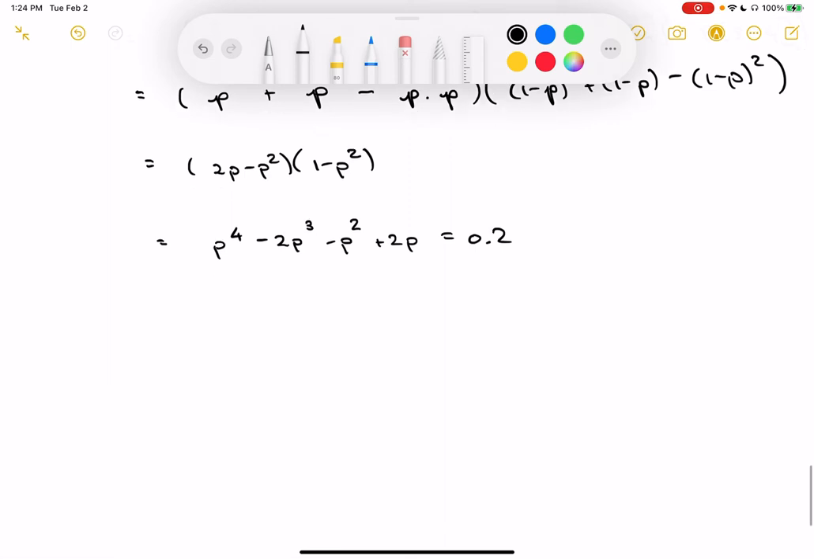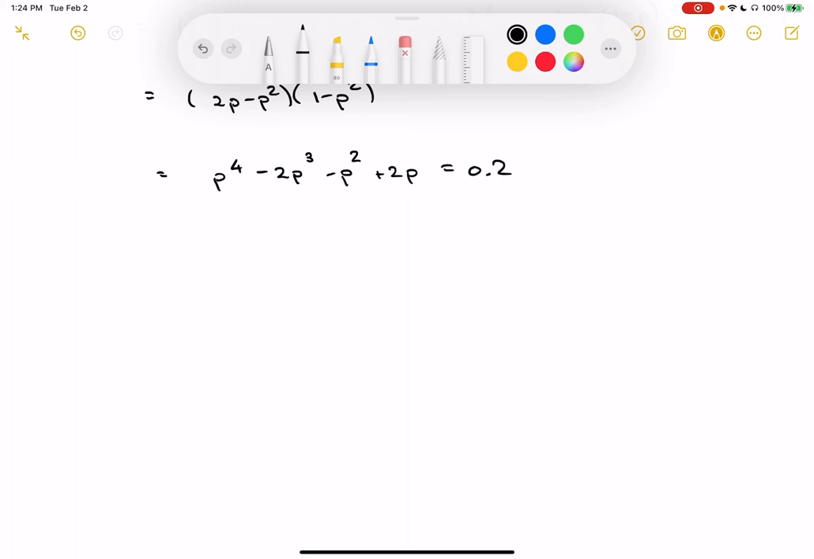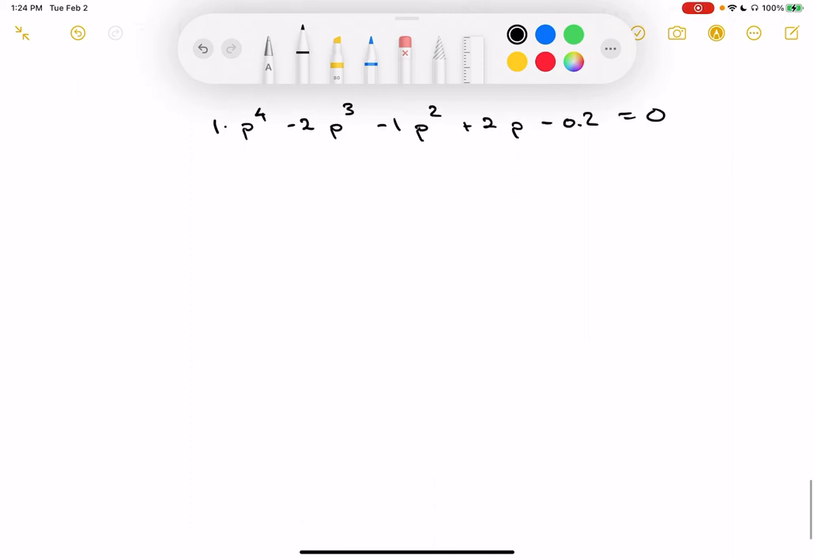Here's the way I would solve this. I would rewrite it as a single polynomial and set the whole thing equal to zero. So I could look at this as 1 times p to the fourth, minus 2 times p cubed, minus 1 times p squared, plus 2 times p, and then minus 0.2 equal to zero. This is a fourth order polynomial, and what I want are the roots of this polynomial. But it's fourth order, which is a little more than I want to do by hand.